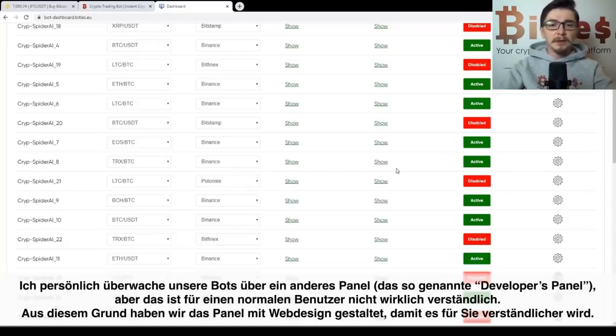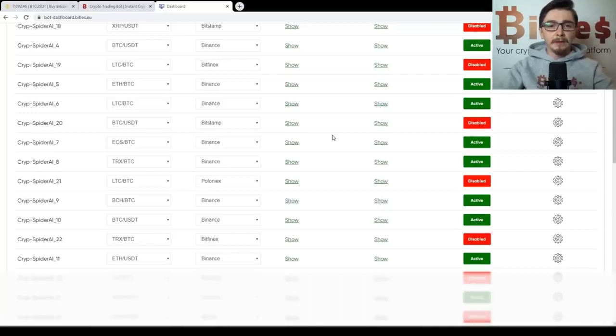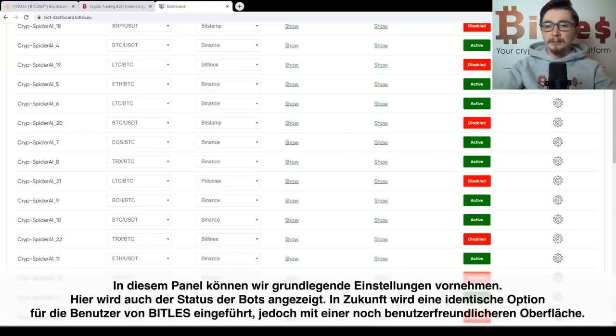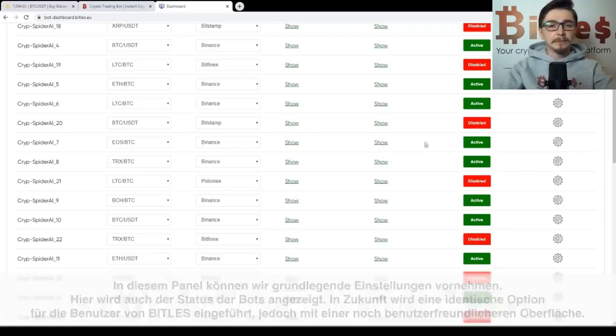I personally monitor bots with another panel, the so-called developers panel, but it will not be clear for an ordinary user. That's why we created the panel with web design, so it would make more sense for you. So at this panel we can manage basic adjustments, and it's also where the bots states are displayed. In future, an identical option will be provided for Bitles users, but with an even more convenient interface.